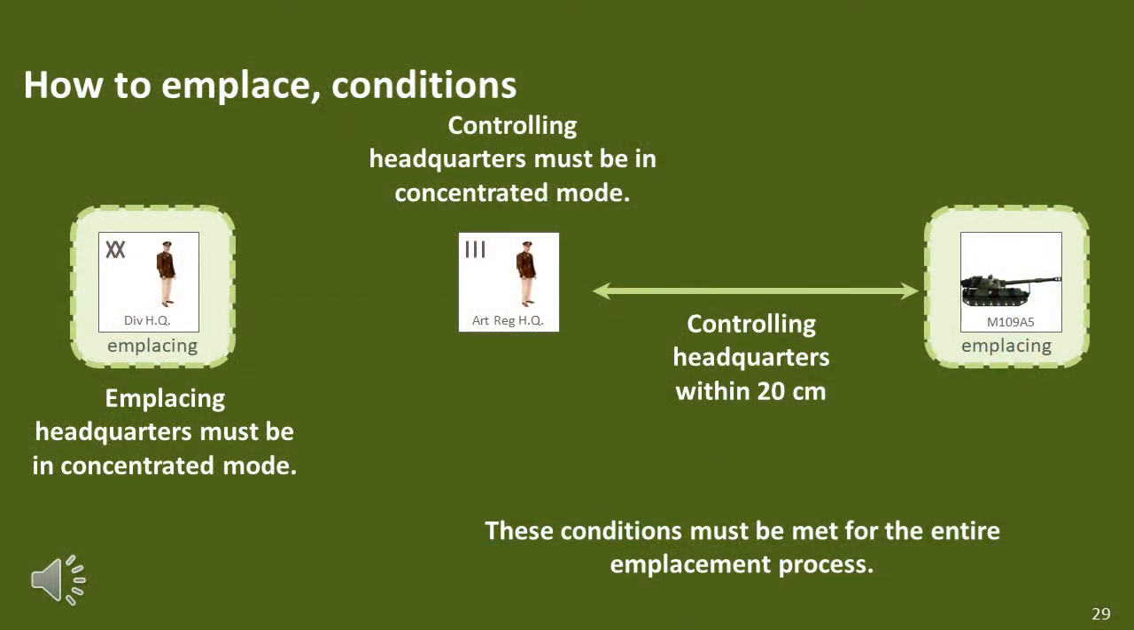In order to emplace, an element must be within 20 centimetres of its commanding headquarters, or is itself a headquarters. The controlling headquarters must be in concentrated mode and cannot be disrupted or routing. Towed weapons must be unlimbered to attempt to emplace. Once these conditions are met, the emplacement can begin. This occurs during the emplacement subphase of the phasing command phase. During subsequent emplacement phases, there must always be a controlling headquarters within 20 centimetres of the emplaced indirect fire element to maintain their emplacement or emplacing status.